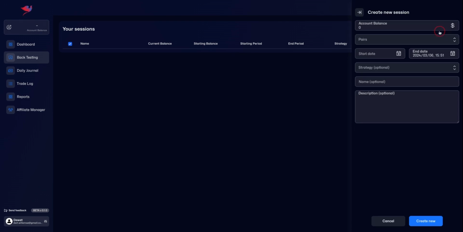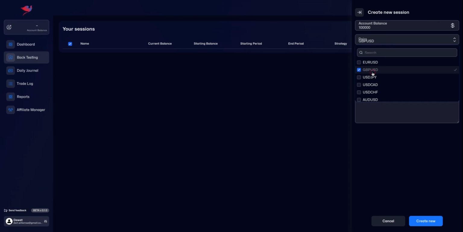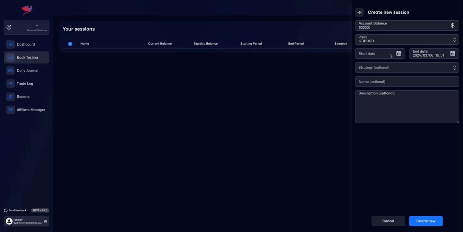We're going to select a new session. We're going to give ourselves an account balance of 100,000. We're going to trade pound dollar. Let's do the start date from last year somewhere. Let's do the month of June, but we have to select the day before. Otherwise, if you select the first, then the first date will already be shown.